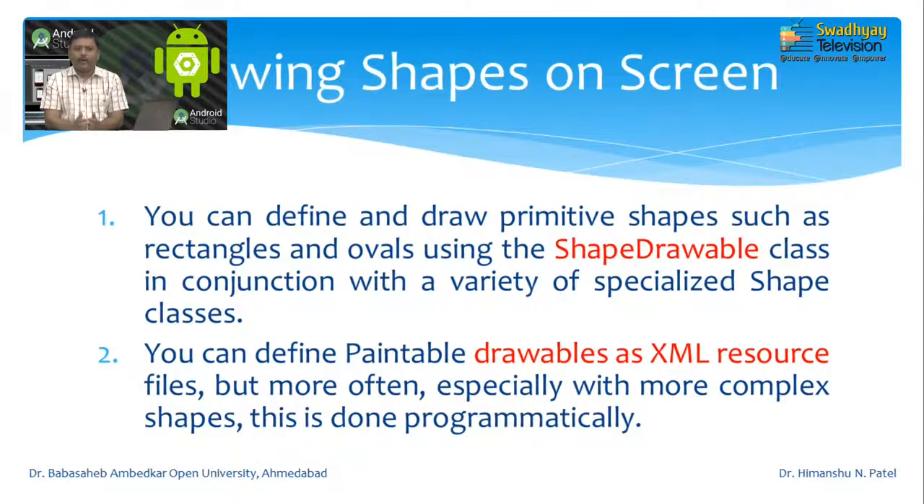So, you can draw shapes on screen using two methods, one using shape drawable class, another using drawable XML resources. But which of these methods is preferred? When you want to draw a complex shape, you generally draw programmatically. When you want to draw simple shapes, you can define it in an XML file, and then you can fetch this XML file inside image view.